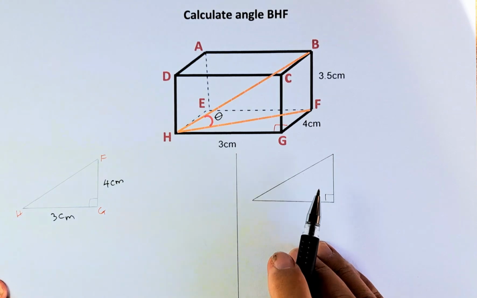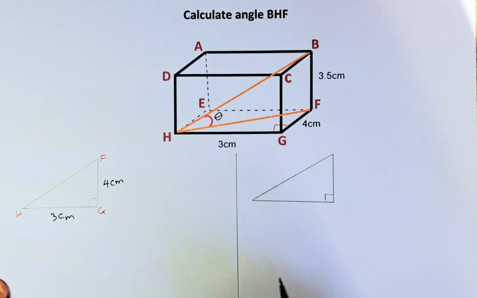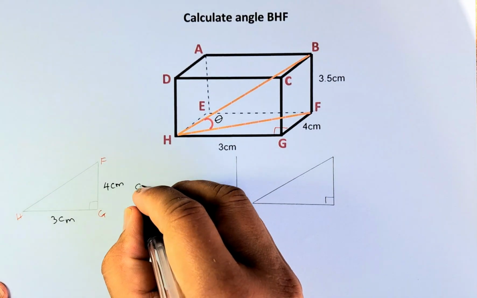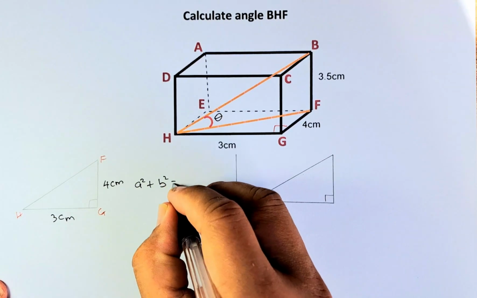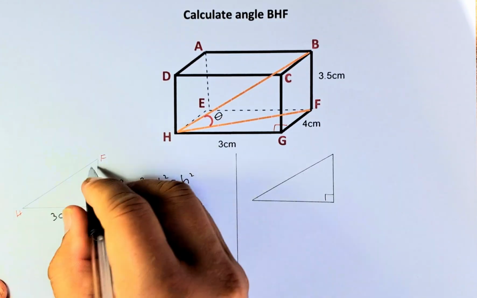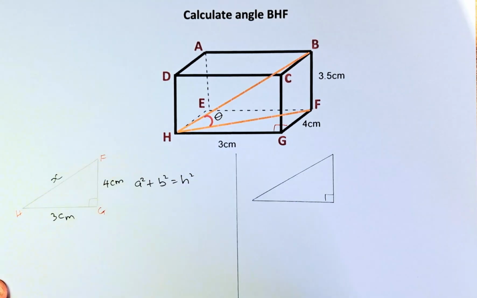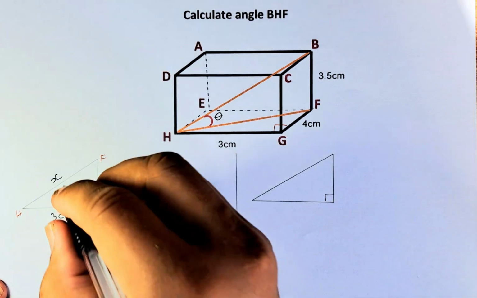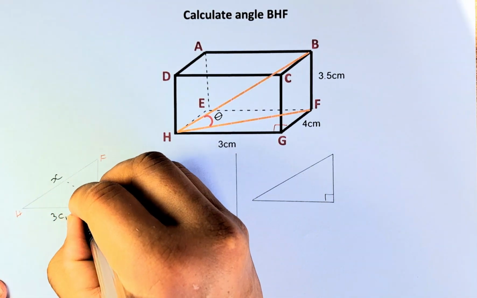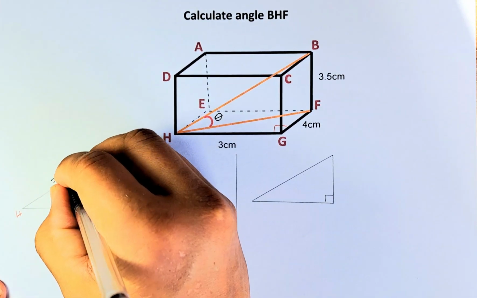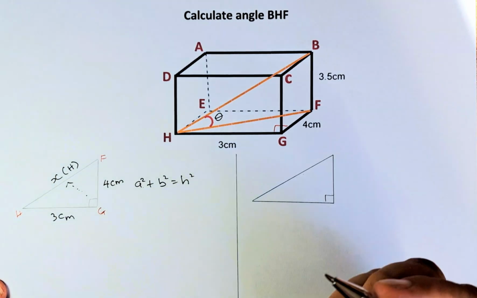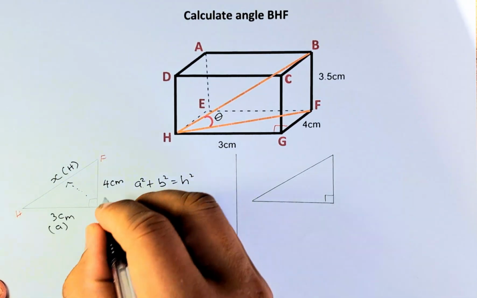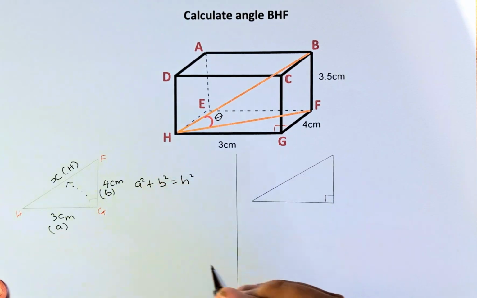To do that, we have to use Pythagoras Theorem. So the formula for Pythagoras Theorem is A squared plus B squared equals H squared. If we want to find HF, we're going to label that as X. The first step is to label the sides. The longer side is X because it's opposite the 90 degrees. So the longer side is represented by H, and A and B doesn't matter. So we're going to put A equals 3 and B equals 4.